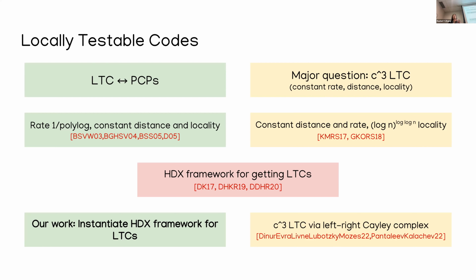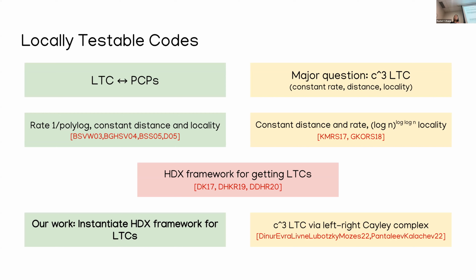What is the hope for PCPs? If we have a better LTC, then? Yeah, maybe one big question in PCPs is, can you get PCPs with linear size? Right now the best PCPs are n to the 1 plus little o of 1, but the hope is you get rid of the little o of 1, and for that you'd need better LTCs. You'd want constant rate, constant distance. Maybe locality doesn't matter quite as much.